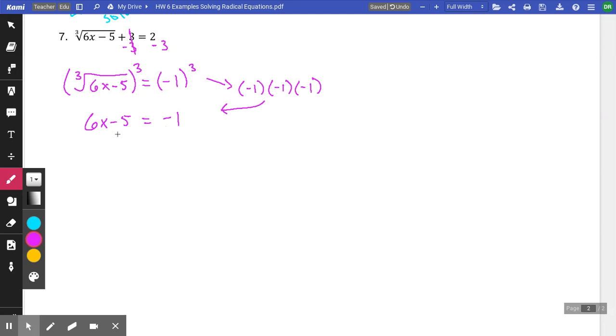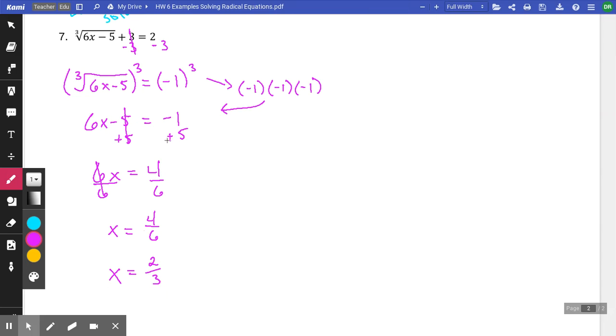And now we solve. So we add 5 on each side to cancel here. And we get 6x equals 4. Divide by 6 on each side of our equation. And we get x equals 4 over 6, which does reduce. You can divide both of those values by 2, and we get x equals 2/3.